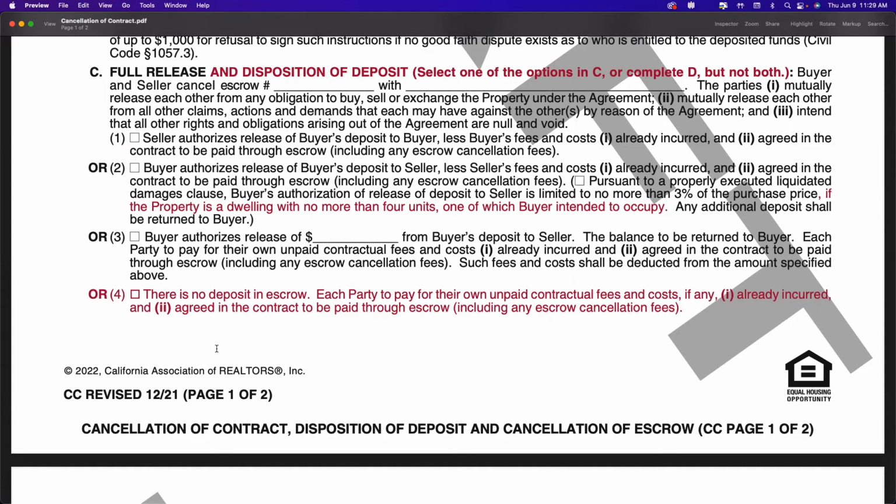Nobody else is. Even if it's the seller who cancels, the seller can only cancel if the seller has the right to cancel, which would mean either the buyer isn't performing or the seller had some kind of contingency, right? Contingency of finding a replacement property. So if the seller is canceling because the buyer doesn't perform, the buyer doesn't get rewarded for that, which means they're not getting their fees paid for.